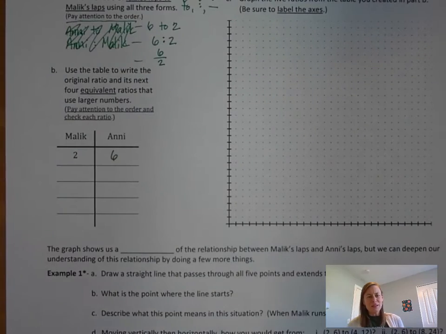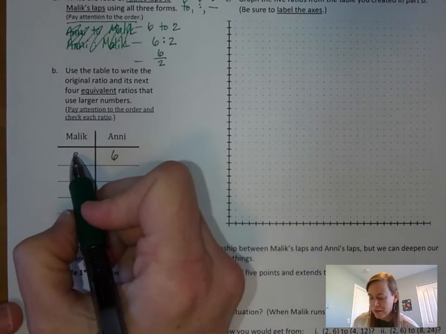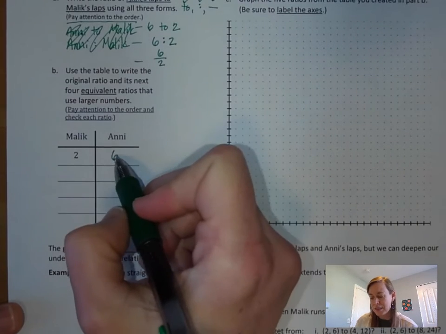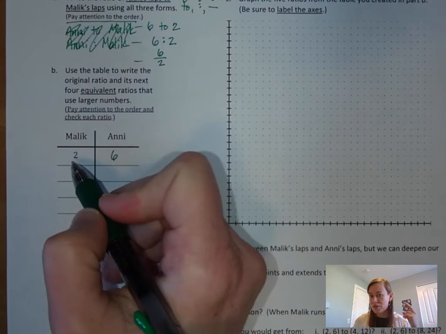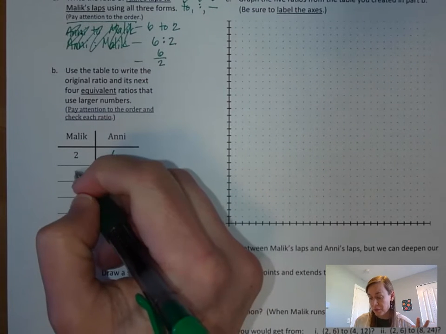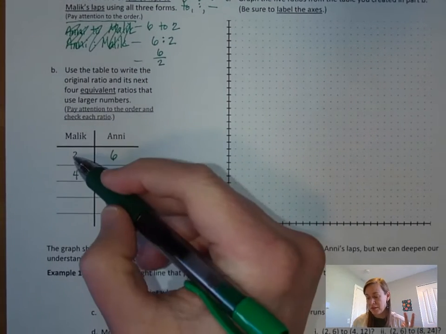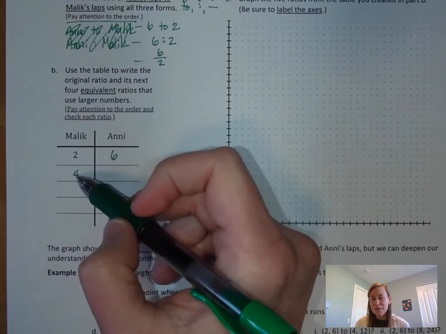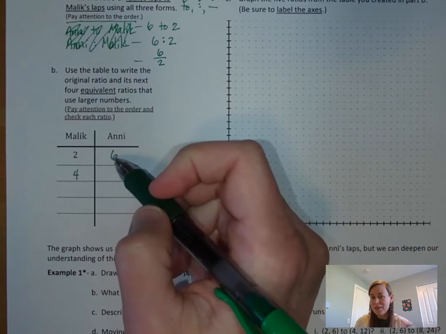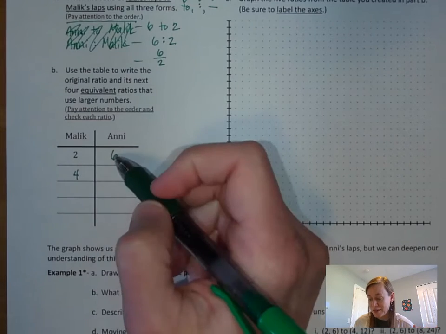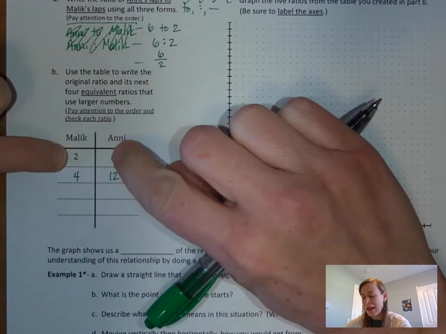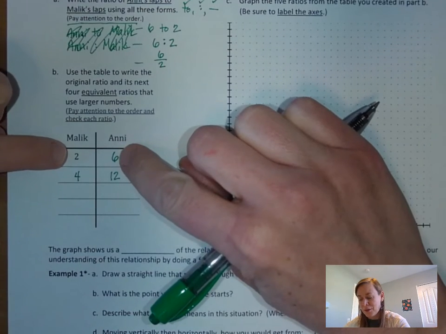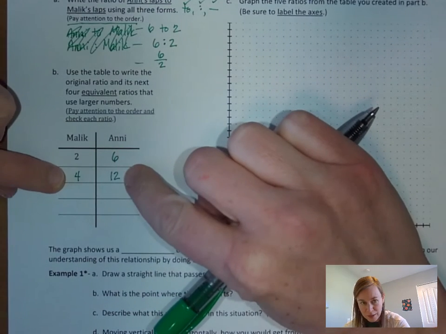Okay, so what are they meaning with the larger numbers? I'll show you. It's a little confusing the way they said that. So in the first 2 laps that Malik runs, Annie runs 6. What about the next 2? Okay, so if he's already run 2 and he runs 2 more, 2 plus 2 equals 4. Okay, so in the amount of time Malik runs 4 laps, well, Annie's going to run 6 more while he runs those other 2, right? So we're going to have a total of 12. So every time he runs 2 laps, she's going to run 6. So when you go up to 4, she goes up to 12.